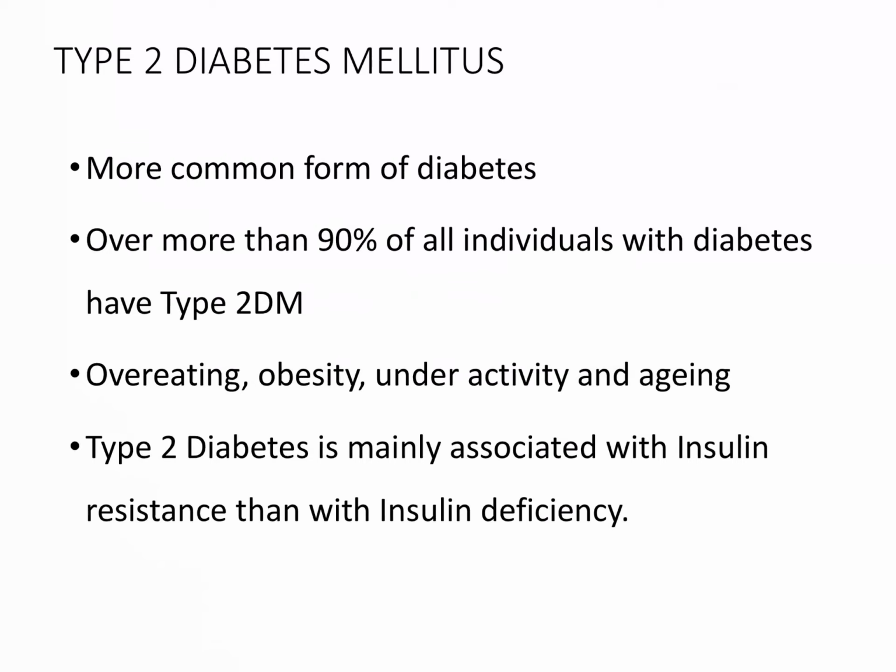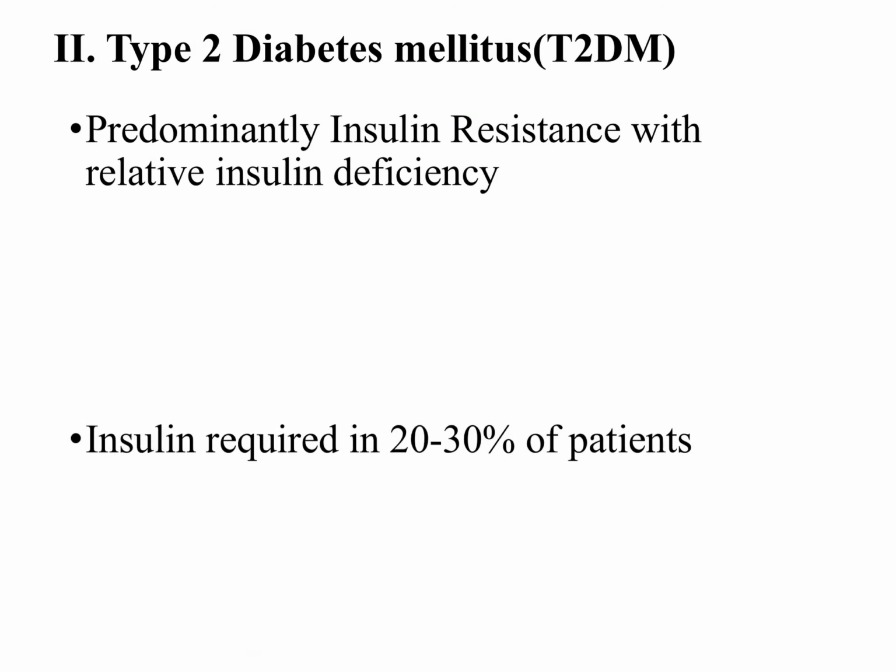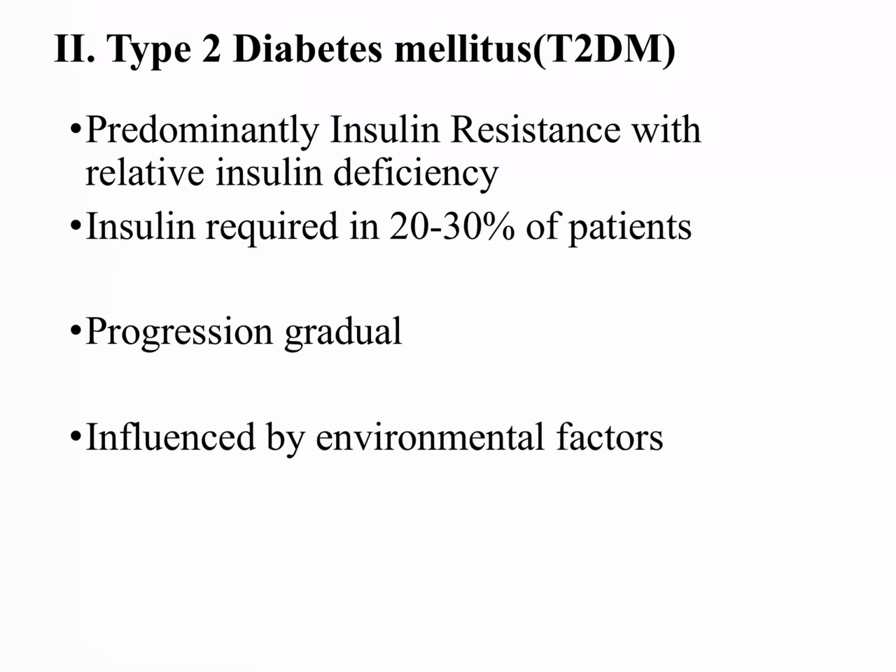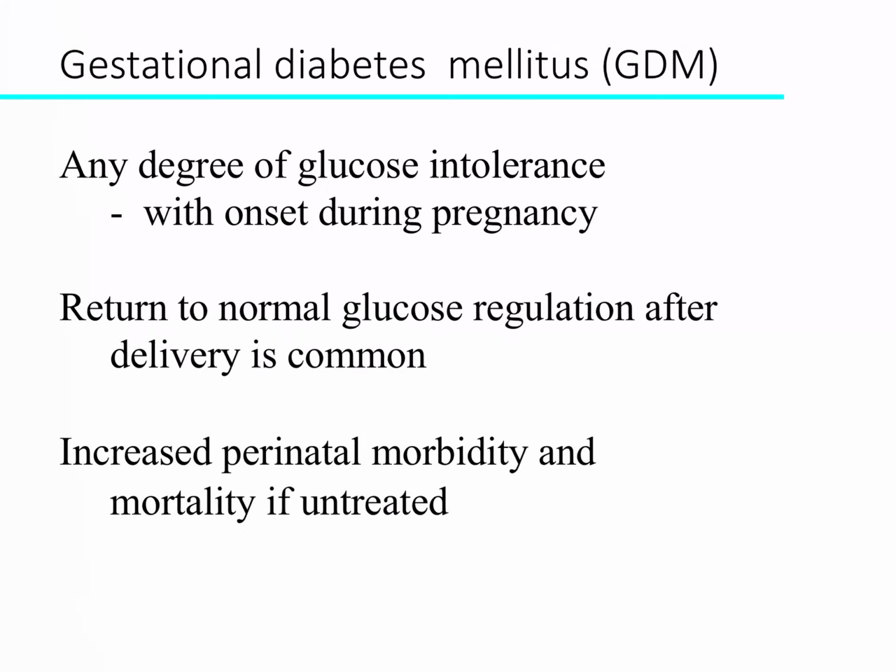Is it only that the receptor is abnormal? No, it could also include insulin deficiency. So type 2 diabetes includes insulin deficiency as well as insulin resistance, a receptor defect. This is influenced by environmental factors, seen in adults, and runs in families.